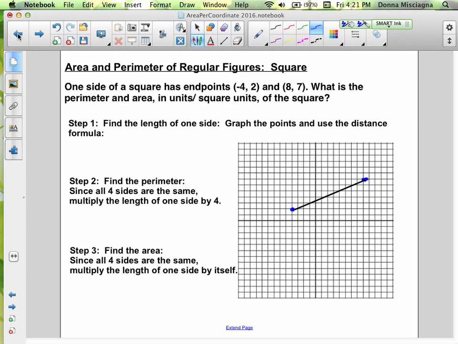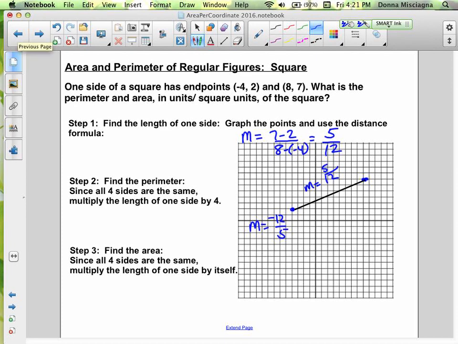So if I look at my slope here, the slope would be 7 minus 2. So this is just a little extra. And 8 minus a negative 4. So that's going to be 5/12, right? So if that line has a slope of 5/12, the side adjacent to it has to have a slope of, hopefully you all know, negative 12/5, right? Perpendicular lines have slopes that are negative reciprocals.